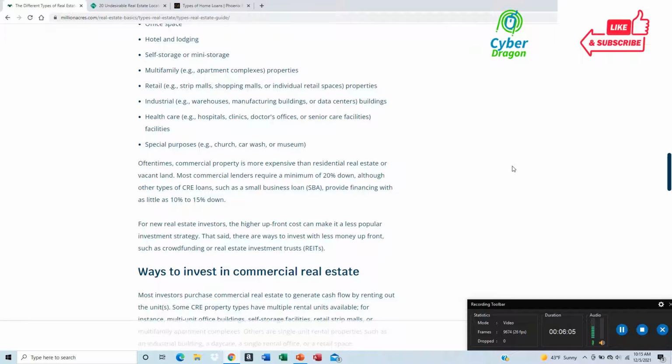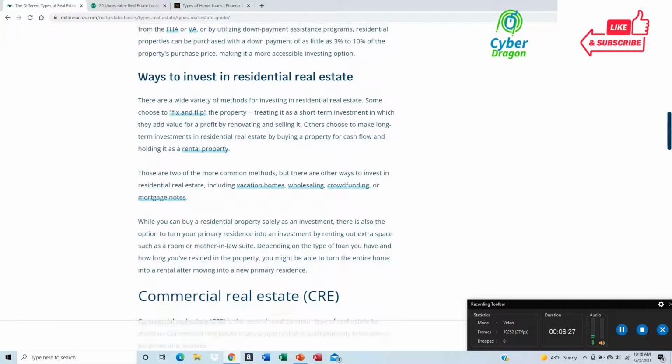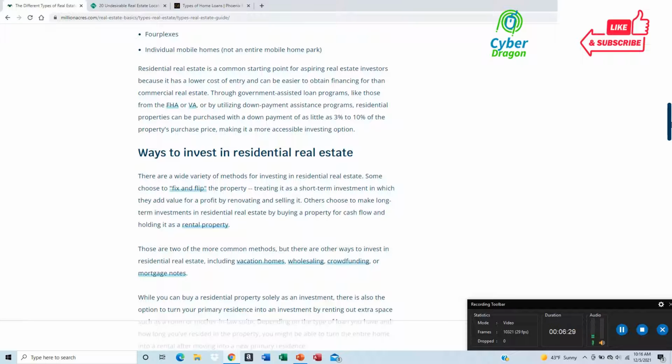So right now, most require at least, if you buy commercial property or residential, a minimum of 20% down payment. For commercial, you can have a small business loan financed with as little as 10 to 15%. For residential, you can deal with the Federal Housing Administration or a VA loan. A VA loan is through Veterans Affairs, used for military, and they get a discount. They can have 0% down.